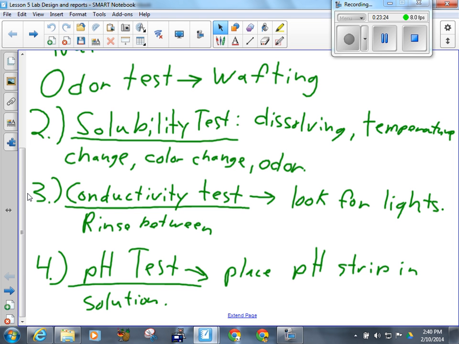Take that and simply dip it into the material. You don't have to hold it in there very long. The color change is immediate. Take that, compare it to your chart. I'm looking at that as a pH of 6. Record that in the chart. This piece of paper, you throw it away. Everybody clear on that?